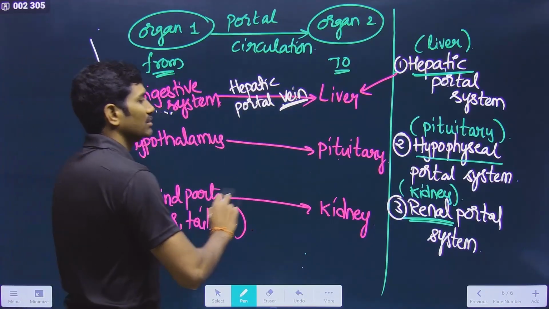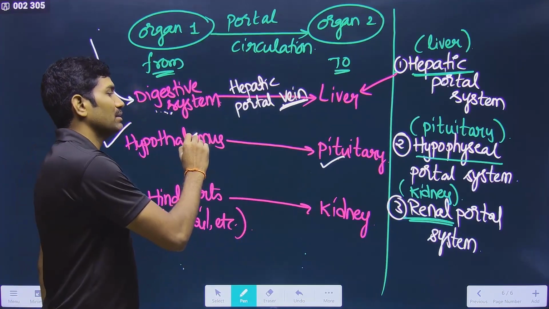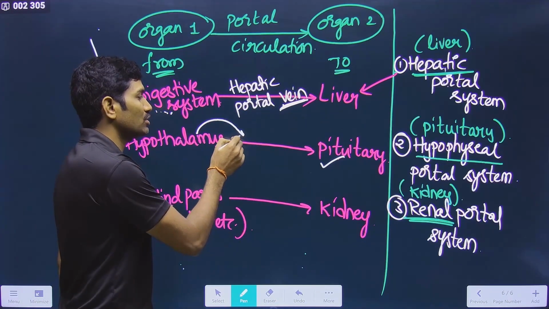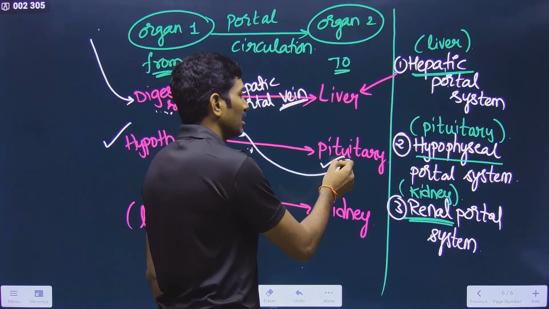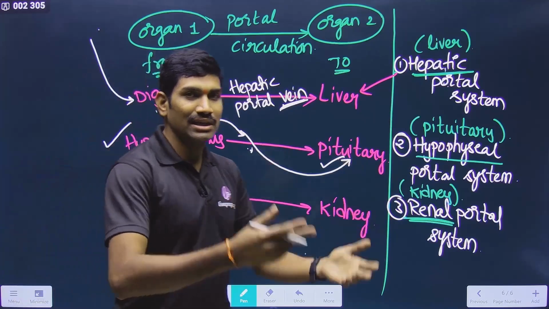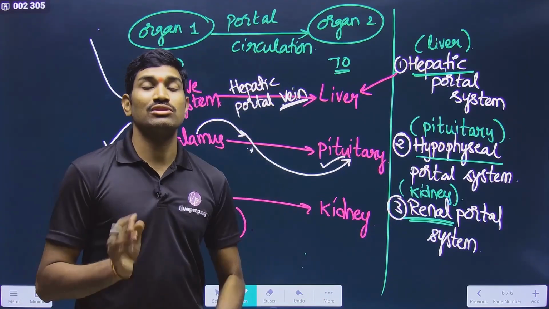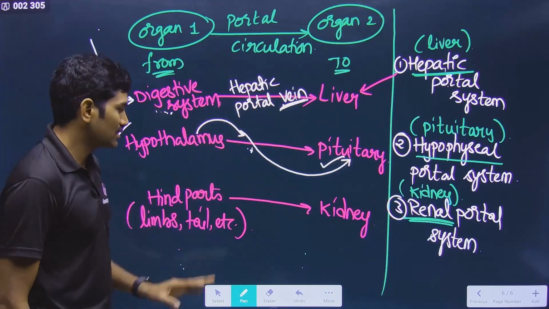Hypophyseal portal system. From the hypothalamus to the pituitary, you will study in chemical coordination. The hypothalamus is releasing some hormones into this portal circulation, and this portal circulation is carrying the hormones to the pituitary. They will act on the pituitary and decide whether the pituitary should release hormones or not. Those things you will study there, but please remember this hypophyseal portal system.